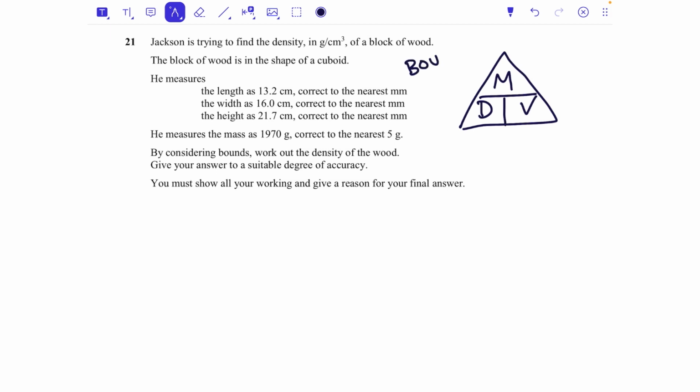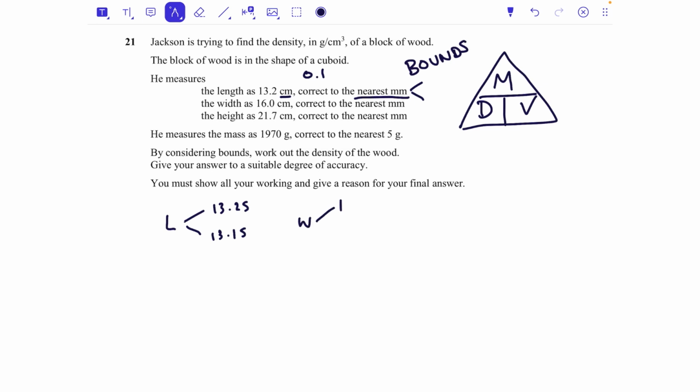So this is a bounds question. And if we've rounded correct to the nearest millimetre, we want to go half a millimetre above and half a millimetre below. We're in centimetres here, but that's okay. We know that a millimetre is 0.1 centimetres, so half of that is going to be 0.05. So I'm going to put the length as 13.25 and 13.15, using the upper and the lower bounds there.